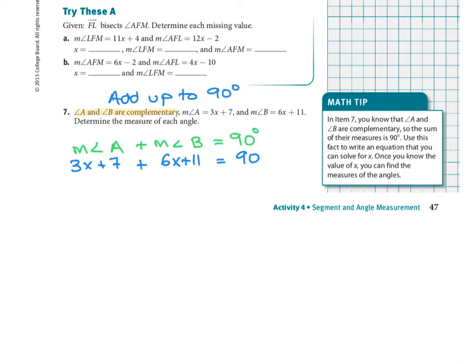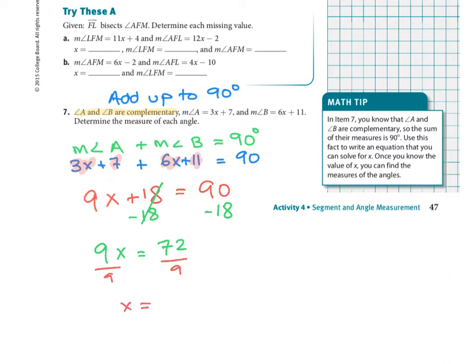So let's combine like terms. 3x plus 6x, that's 9x. 7 plus 11, that's 18. And that's equal to 90. Now let's solve for x by subtracting 18 from both sides. So 9x is equal to 90 minus 18, which is 72. Now I divide by 9. So x is equal to 8.